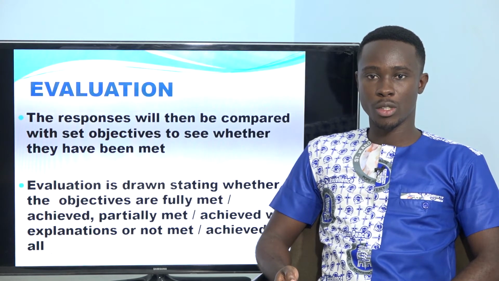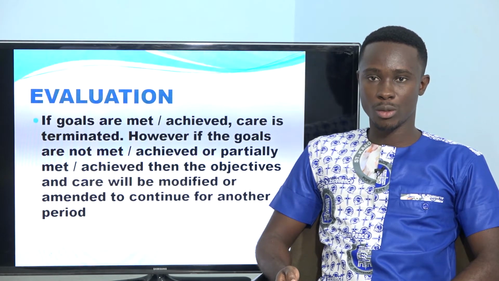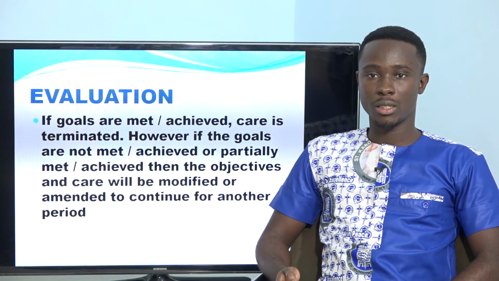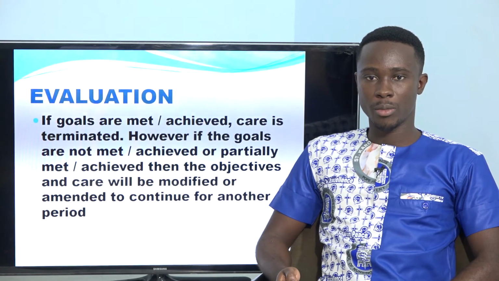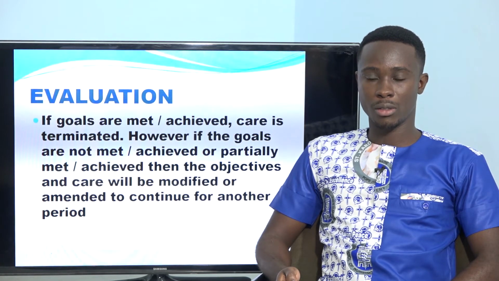An evaluation is drawn by stating whether the objectives are fully met, partially met, or not met. So we look at all these three. If the goals are met or achieved, care is terminated. However, if the goals are unmet or unachieved or partially met, then the objectives and care will be modified or amended to continue for another period. In Chapter 3, we briefly talked about amendment of care, but in Model 5, we'll look comprehensively at amendment of care.